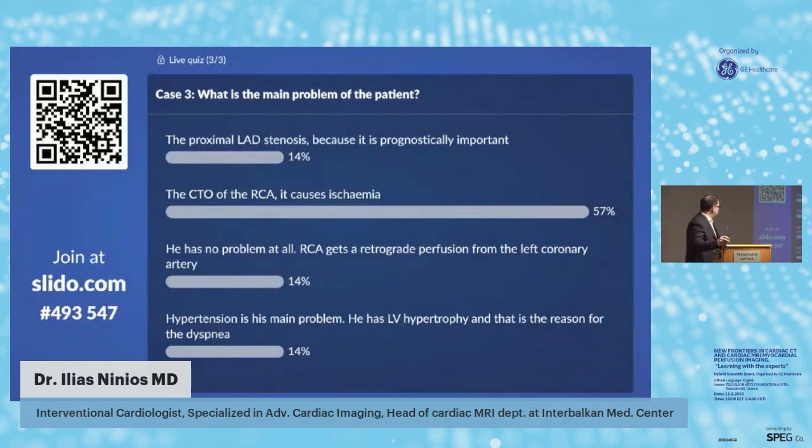So, the CTO of the right coronary artery because it causes ischemia. That's, again, the right answer. We see that there is an induced ischemia in the inferior and inferoseptal wall, and there is no perfusion defect affecting the anterior wall. It means even if we visually have the opinion that the LAD stenosis is 70 or 80%, it does not cause any ischemia of the anterior wall.